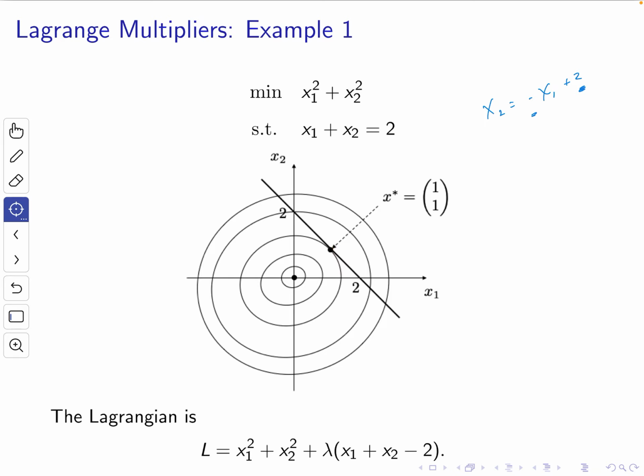So we know what the solution should be. Now let's try to solve it using Lagrange multipliers. The Lagrangian is going to be f, and since there's only one constraint, it'll be just lambda, like lambda 1, times the constraint. The constraint can be written as x1 plus x2 minus 2 equals 0. So we have to write it in terms of an equal to 0 constraint. And there's our h. So that's f plus lambda h.